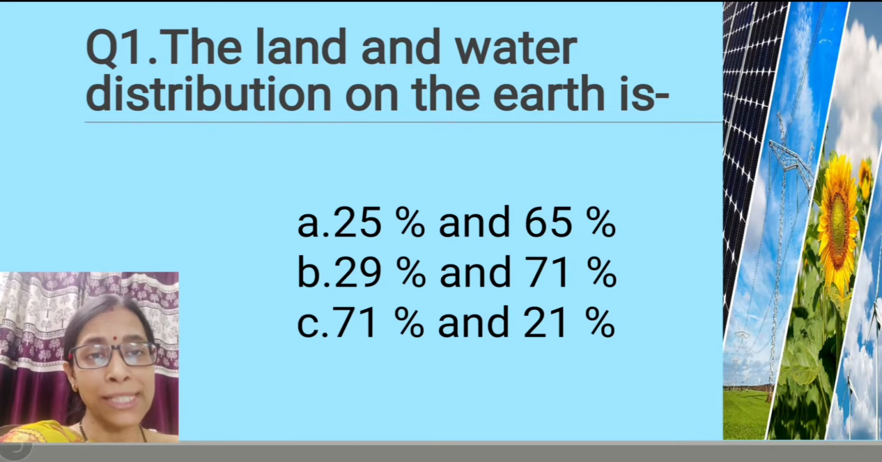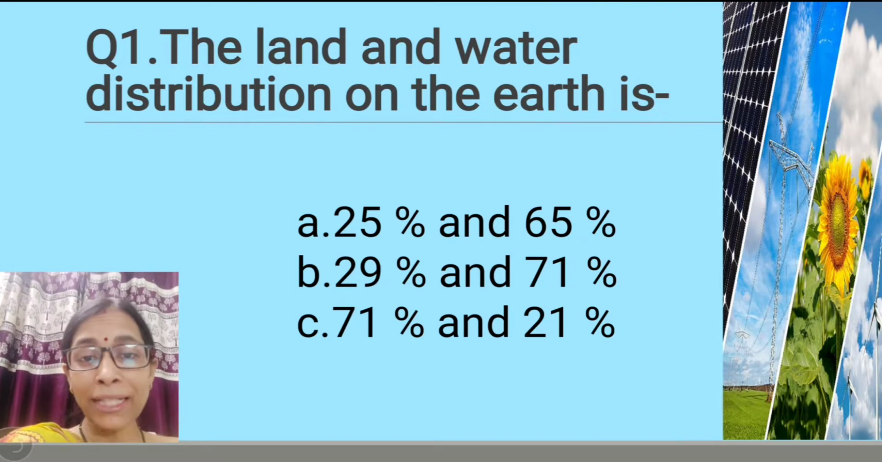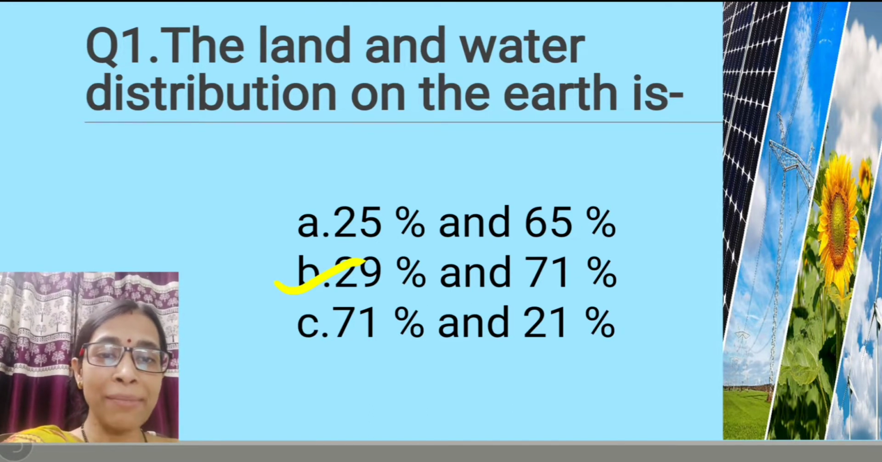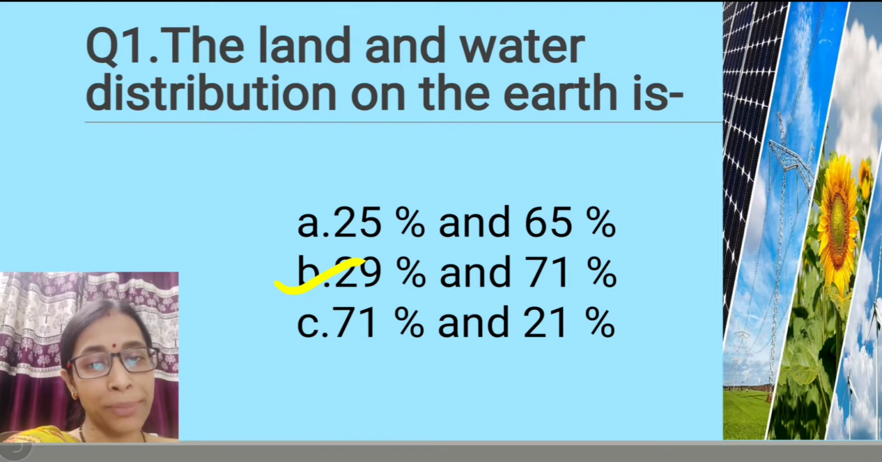Dear students, you just see the land and water it is given. First the word land is there. So the correct option is 29% and 71%. That is the option number 2.